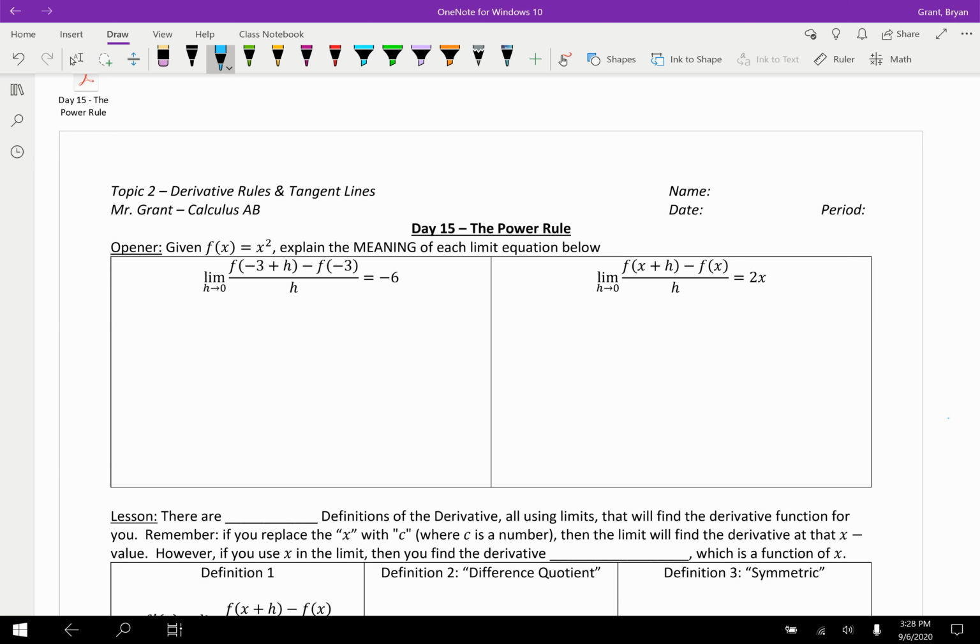So let's take a look at our opener, which gives us the function x squared, and they ask us what the meaning of each limit equation below is. You don't have to do any calculations here. So take a quick second, try to explain the meaning in words of what each of those are telling us about the graph of x squared, and then I will summarize it after.